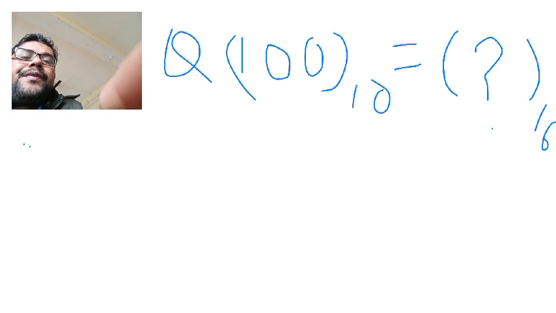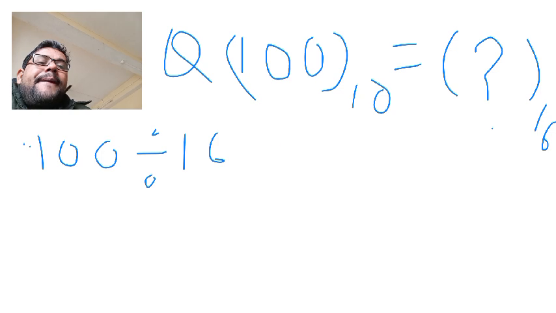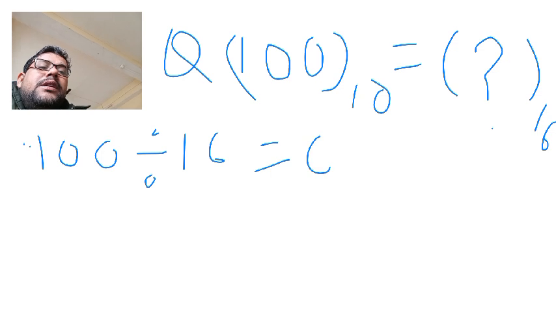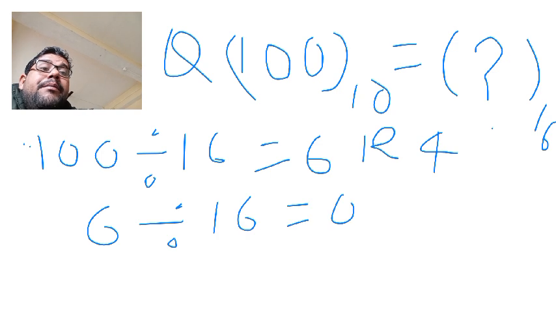For the solution, 100 will be divided by 16. It will go 6 times, since 16 multiplied by 6 is 96, and the remainder will be 4. Again, this 6 will be divided by 16. It will go 0 times and the remainder will be 6.